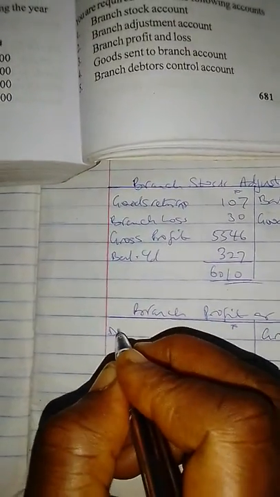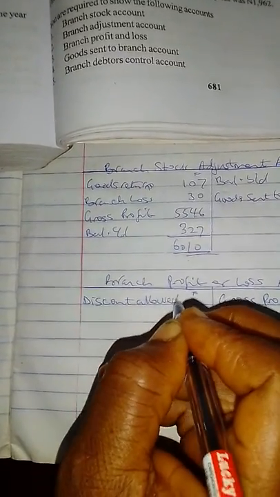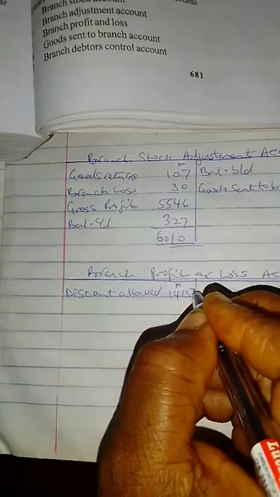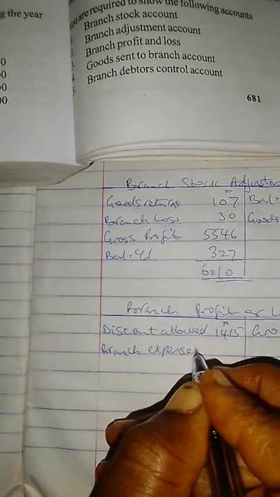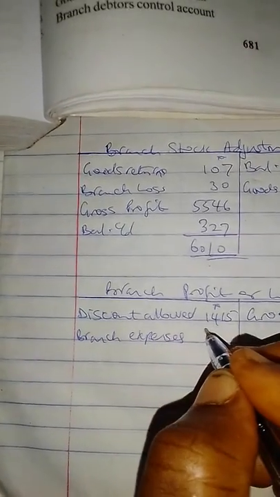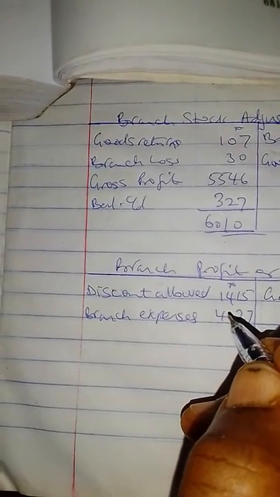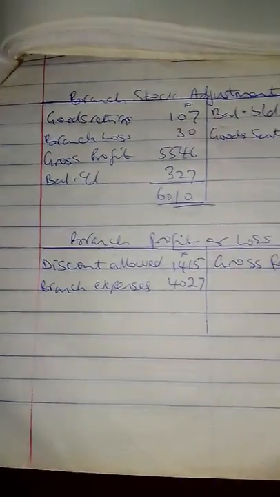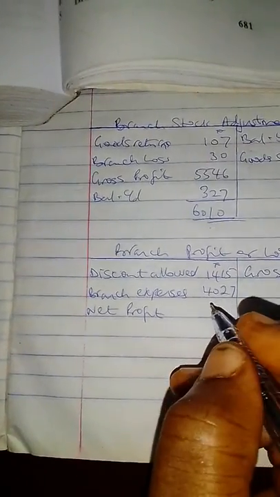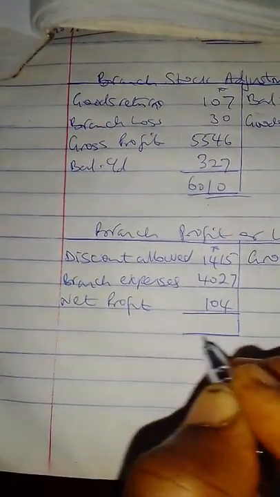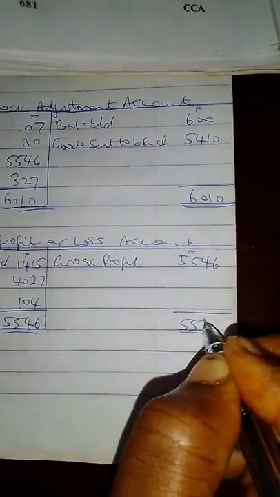We have discount allowed to be 1,415. We have branch expenses. My expenses will be 4,027. Then by the time you add them together, the total will give you 5,447. Minus from 5,546, we have a net profit of 104. So the two sides now be 5,546.